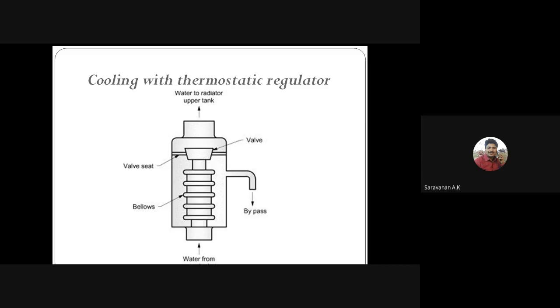In this diagram we have two valves. The valve is seated at the bottom and the lower side. Then we have the bellows. We have a volatile liquid which has a low boiling temperature. If the temperature difference between the engine and the atmosphere is more, then the volatile liquid will expand. Once it expands, the valve seat will open. It will create a pathway between the two tanks, from the lower tank to the upper tank. Then after stopping the pump, the thermostat will work.